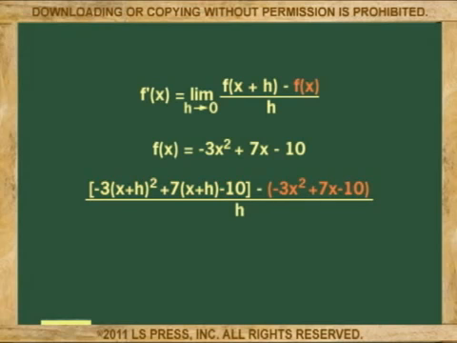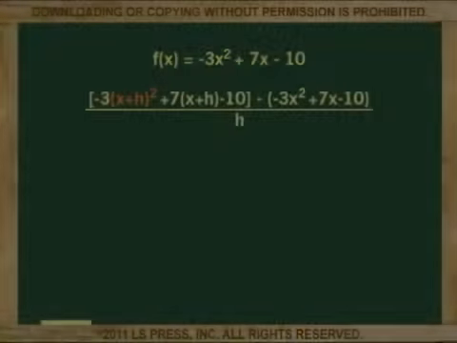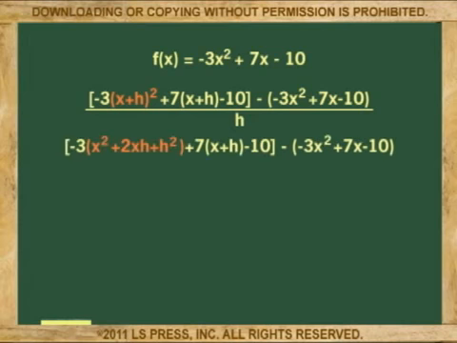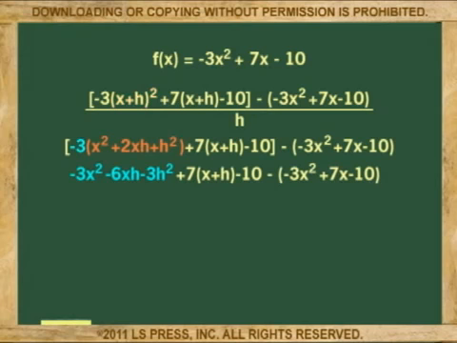We continue with the function of x by repeating the original equation: negative 3x squared plus 7x minus 10, all of it over h. We now expand the binomial x plus h squared and get x squared plus 2xh plus h squared. The new trinomial gets multiplied by negative 3, and 7 gets multiplied by the x plus h, minus 10.